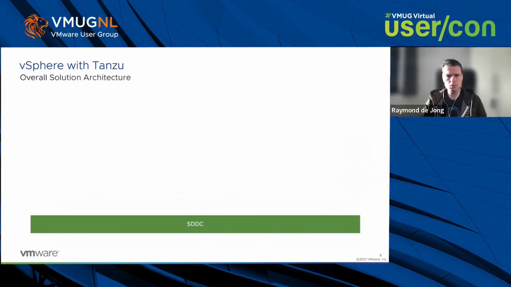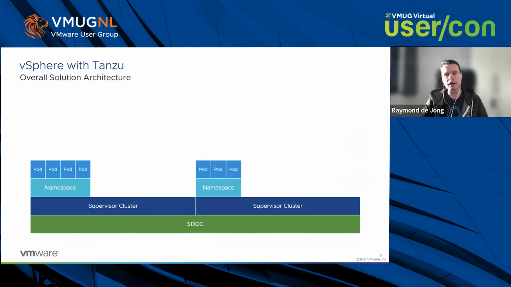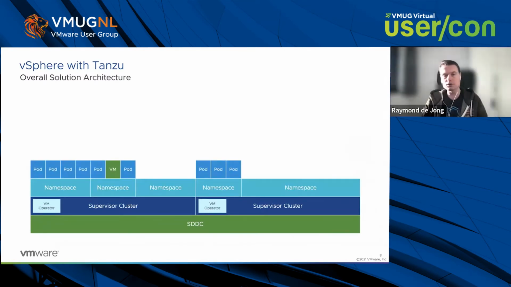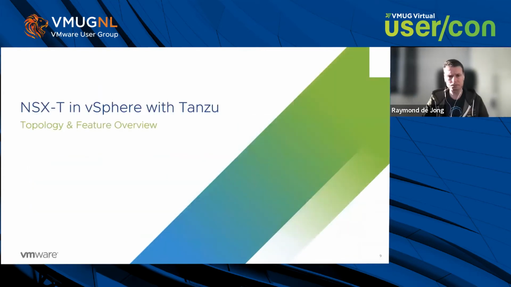So in your SDDC, you can have one or more supervisor clusters, which can have multiple namespaces in which you can create vSphere pods. Using the VM operator, you can use kubectl to create VMs, and you can use Tanzu Kubernetes clusters to deploy resources inside those clusters. And this means you can have multiple topologies side by side, used by different teams in a similar way, and that's very easy and flexible for everyone to use.